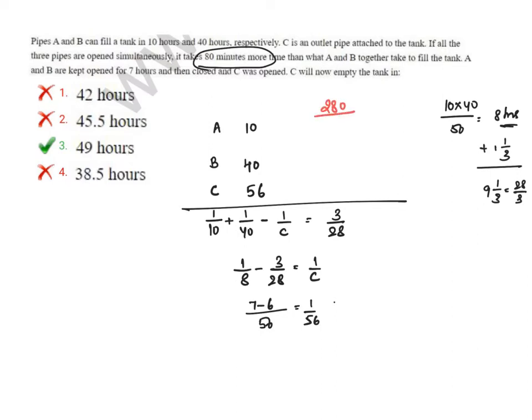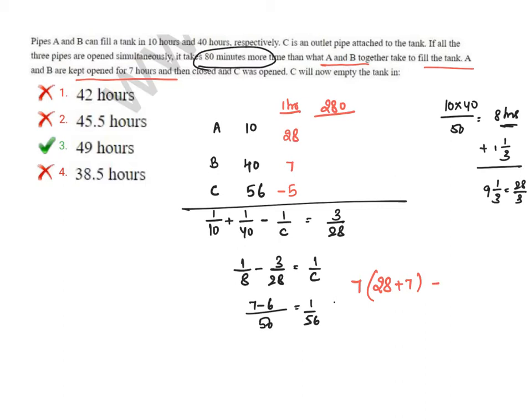Now see what it says. A and B are kept open for 7 hours. First find out the efficiency of A: 1 hour work of A becomes 28 (280/10). B is 280/40, which is 7. C is 280/56, which is 5, but negative. So A and B together, 28 plus 7, is 35. They are open for 7 hours.